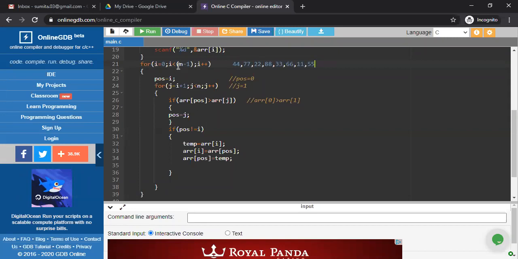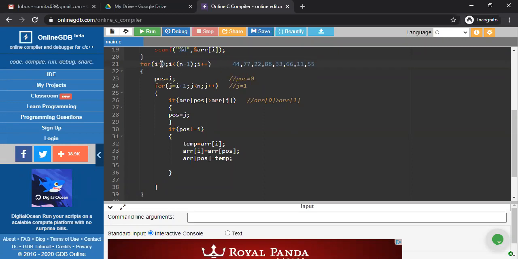But the loop starts with 0 and ends with n-1. So 0 to 6 times my loop is executed. For this, total 7 elements are executed. Now position value is 0.